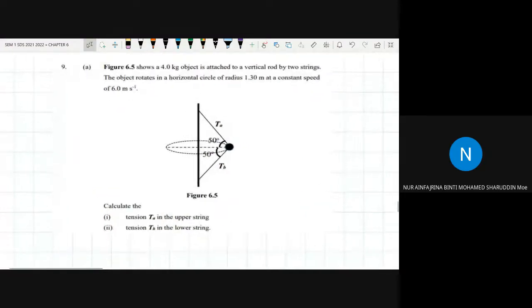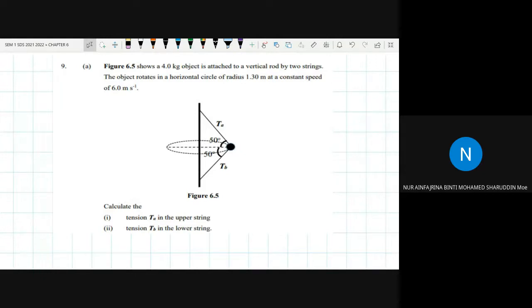Now, figure 6.5 shows a 4 kg object is attached to a vertical rod. Okay, so this is your vertical rod, by 2 strings. Now you have 2 strings. Please highlight the keywords: 4 kg and 2 strings. The object rotates in horizontal circle, which means it rotates in horizontal circular motion of radius 1.3 meter at constant speed. The linear speed is 6 meter per second. So this is all the information given in the question.